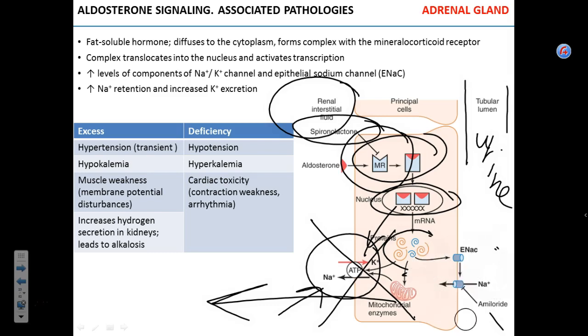Same way, another diuretic, amiloride. You block the channel for sodium. Sodium cannot leave the urine. It stays in the urine, draws water with it, diuretic. Does that make sense?